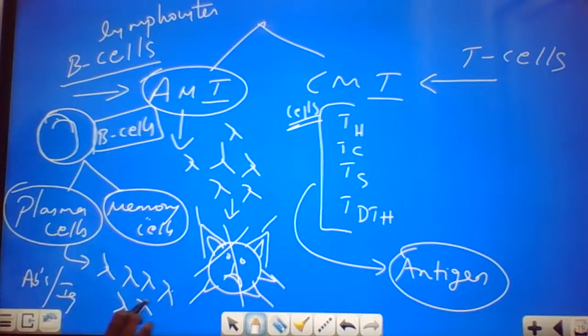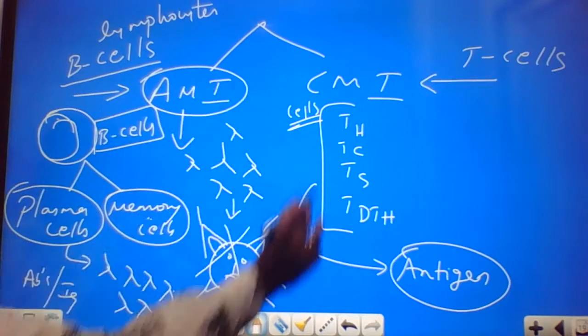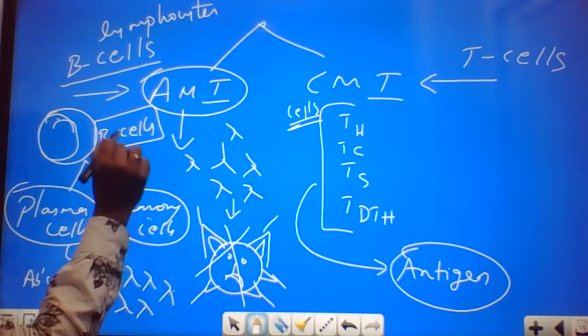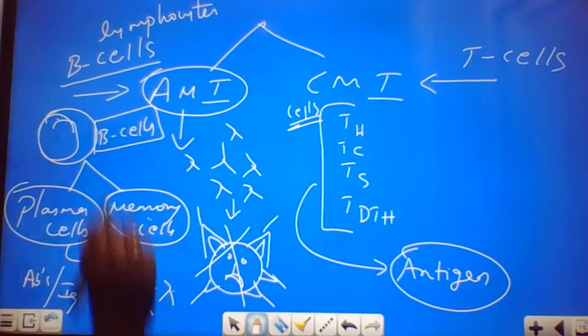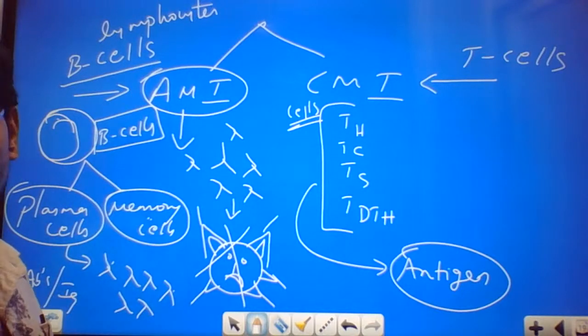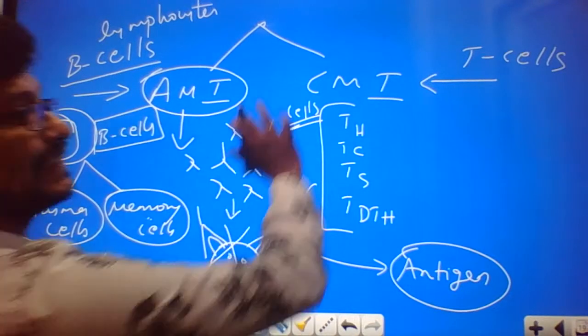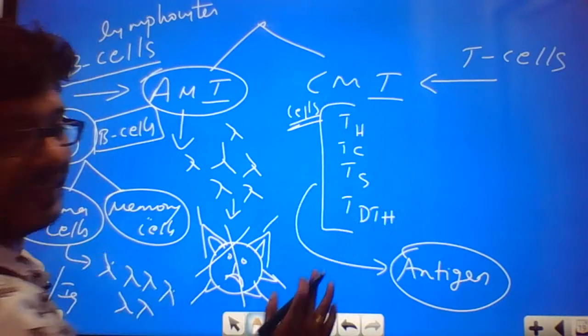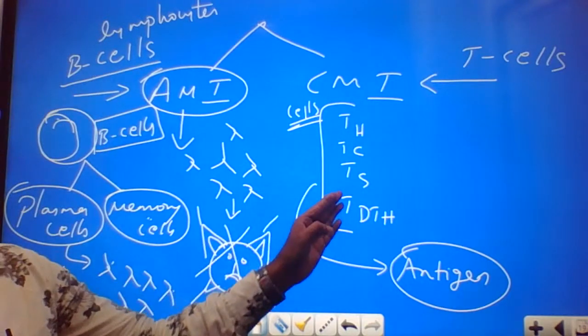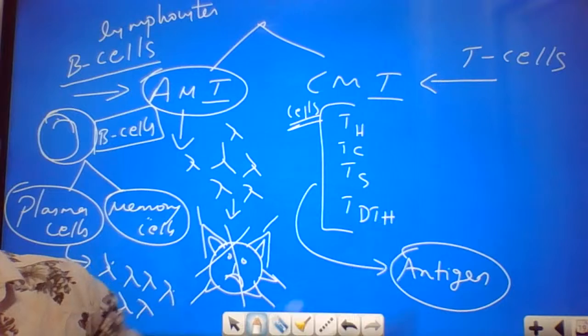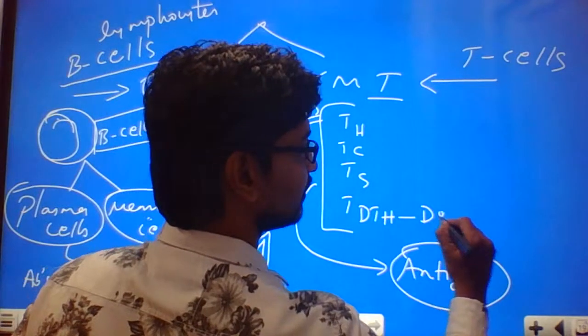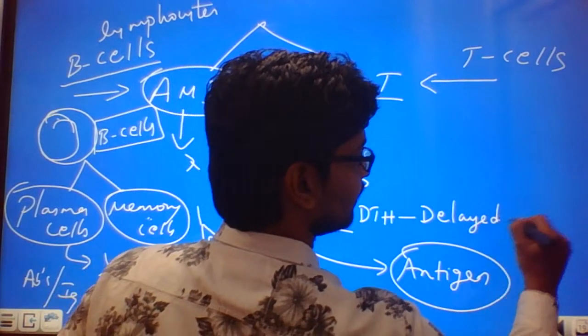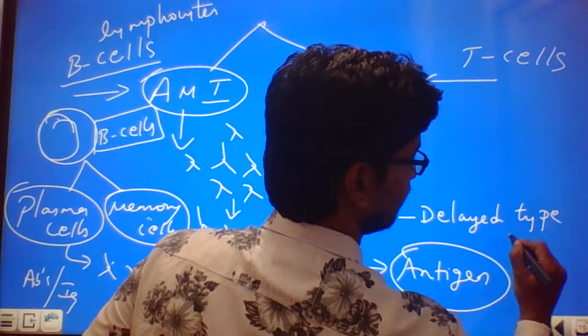So the plasma cells produce antibody, and this type of immunity which is mediated by the antibodies, we call as AMI, that is antibody mediated immunity. Okay. And CMI, where the cells are involved, you could see TH, TC, suppressor and the DTH, delayed type hypersensitivity. Delayed type DTH, delayed type hypersensitivity.